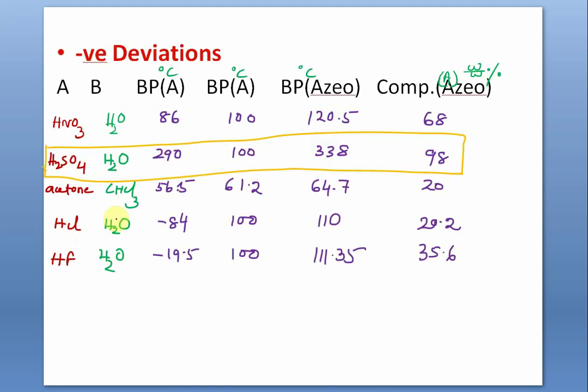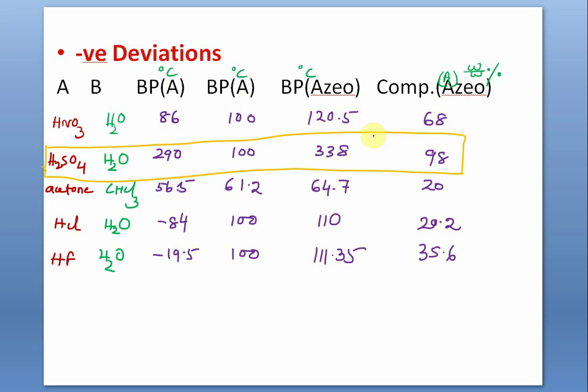Now let's see some negative deviation liquid pairs: acid and water, and some organic acid and organic base, like phenol, aniline. So nitric acid, water. Nitric acid is more volatile, 86 degrees Celsius for pure nitric acid, 100 for water, and the azeotropic composition is 68% A. A means the more volatile component, that is 68% nitric acid. And its boiling point is much greater than the higher boiling liquid, the less volatile liquid, 120.5.